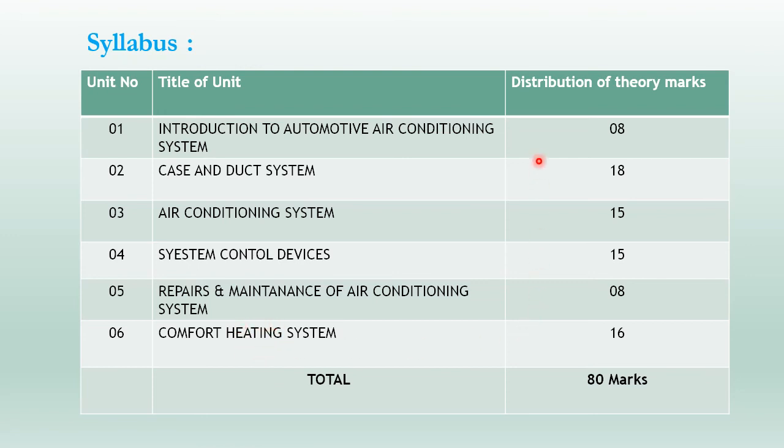Okay, so by taking a look on this distribution of theory marks, we have total 80 marks of your theory distributions. Apart from these 80 marks, you have 20 marks for your PT1 and the PT2. For your final mark sheet, the average will be counted. So apart from that, also you have term work is there for your academic.